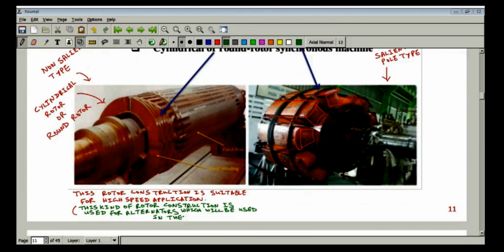I will tell you why it is used in thermal power station, because in thermal power station we are using steam turbine, and the efficiency of a steam turbine is more if it is rotated at high speed. So that is the reason that it is for high speed application.